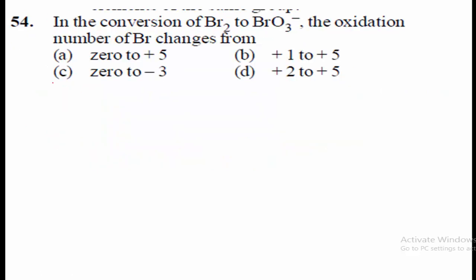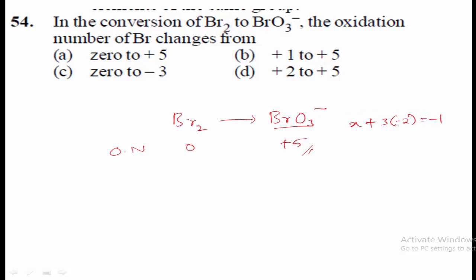54th, in the conversion of Br2 to BrO3 minus, the oxidation number of Br changes from, so write the reaction, Br2 changes to BrO3 minus. So what is the oxidation number in Br2? It is 0, and here the oxidation number will be plus 5. So how do you calculate the oxidation number? You have to calculate the oxidation number of Br. So let us consider this one as X plus oxygen atoms, 3 atoms are there, and its oxidation number will be -2. Therefore here it is -1 overall charge.